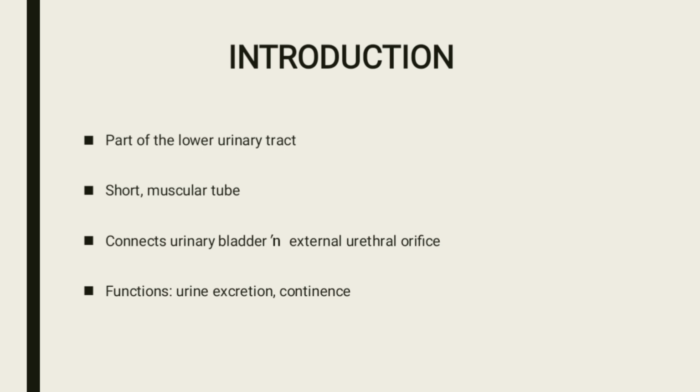We will start from the introduction. Female urethra is part of the lower urinary tract. It is a short muscular canal that extends from the urinary bladder to the external urethral orifice. Its primary role is in urine excretion, but it also plays an important role in maintaining continence.